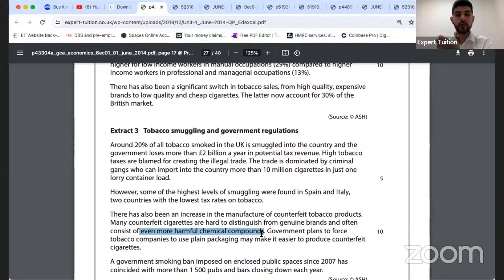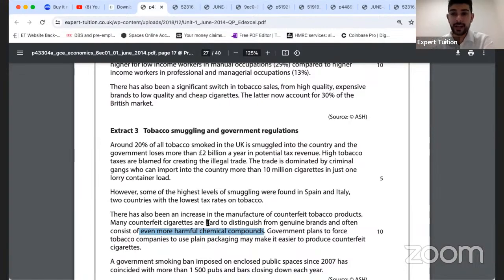It may consist of even more harmful chemical compounds. Boom. First analysis. Easy. Yeah? Now, when it comes to writing your answers in an exam, I always need you guys to understand that the best way to let examiners know that you are evaluating is to use the word however.